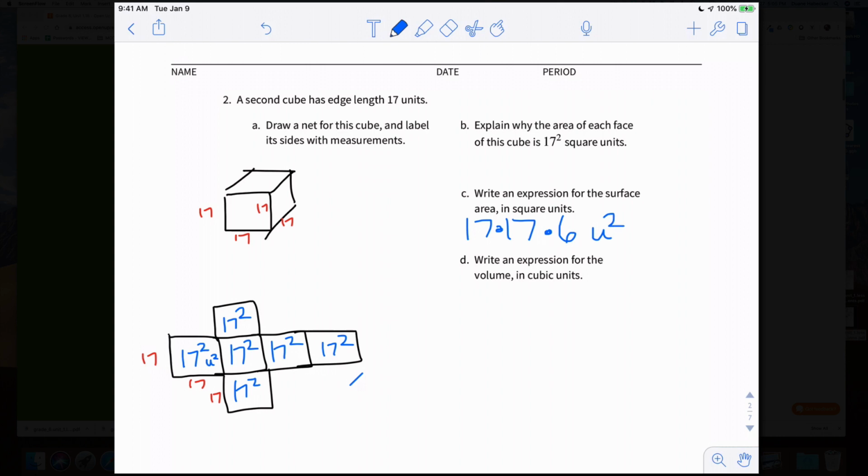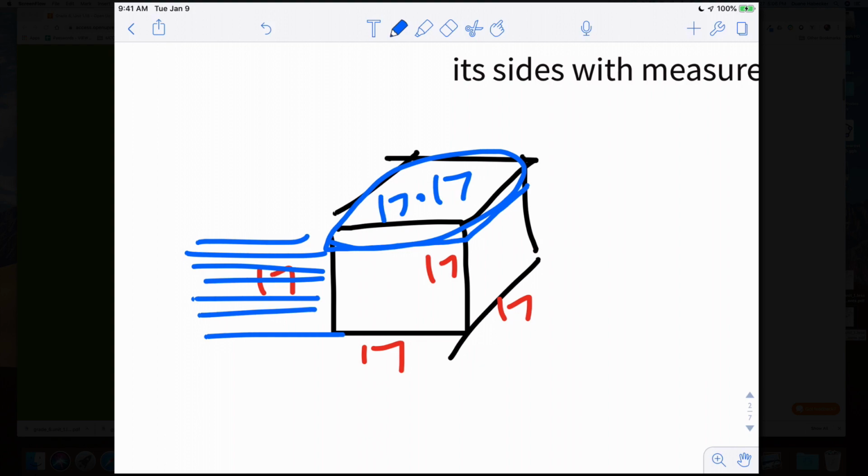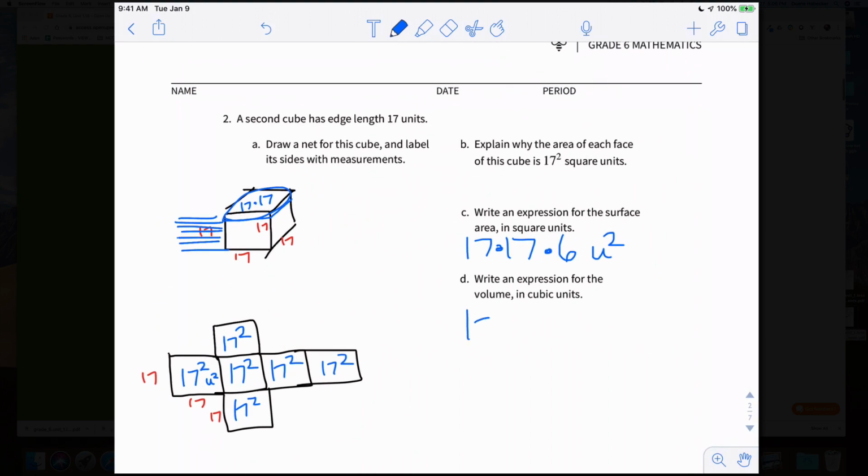There is our work. And then question D, write an expression for the volume in cubic units. Well, remember, for volume we think about how many cubes are in that top layer, and that answer is 17 times 17. But then how many layers do we have? 17. So our expression is going to be 17 times 17, that's the top layer, times the fact that we have 17 layers. And so we have 17 times 17 times 17 units cubed. A shorter way of writing that is 17 cubed units cubed.